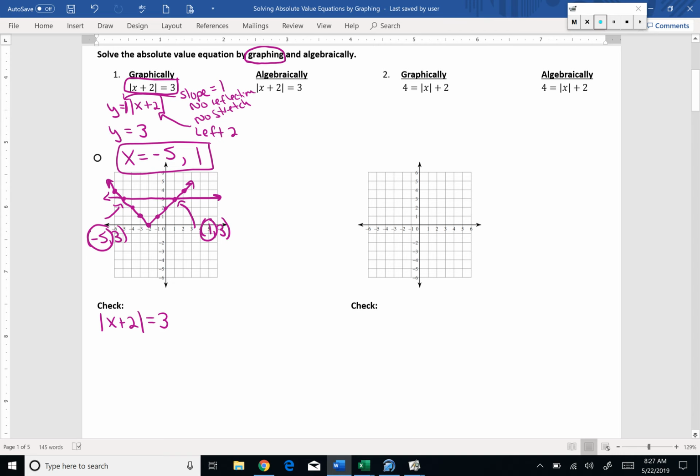I'm going to start by checking negative 5. So negative 5 plus 2. We do what's inside the bars first. So negative 5 plus 2 is negative 3. Does the absolute value of negative 3 equal 3? Sure does. It checks. So here's the great part. We can still check our solutions.